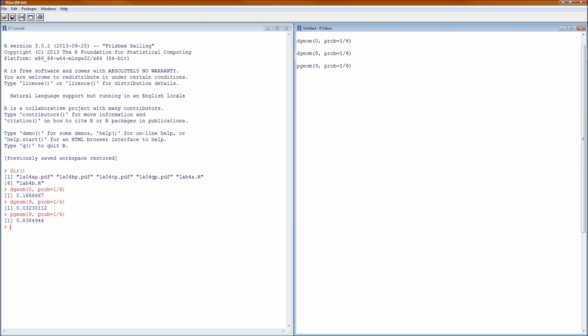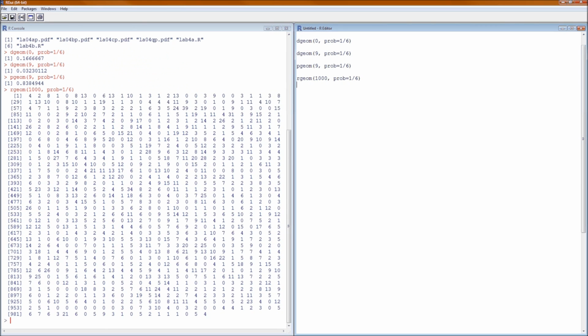The outcome of 1,000 of these exciting games, where for every one you play you have to pay me a penny for royalties, is just going to be r geom of 1,000 games, because you're looking at the outcome of 1,000 games. And again, it's a fair six-sided die.